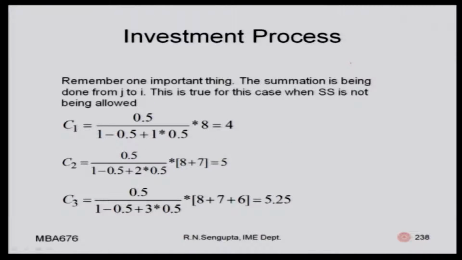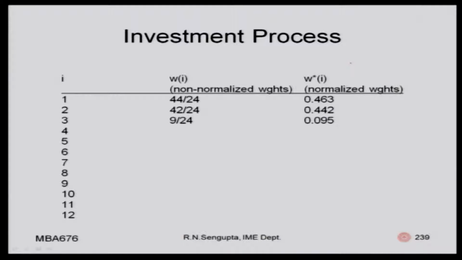So, the values of C_i you find out are 4, 5, and so on, 5.25 being the third value in the last column which you just saw in the overall calculations. Using the formula, if you find out the non-normalized weights, they come out to be 44 by 24, 42 by 24, 9 by 24. So, you add up, it doesn't come out to be 1, you normalize them using the concept of normalization as we have been doing. If you see, the weights come out to be almost equal to 1.